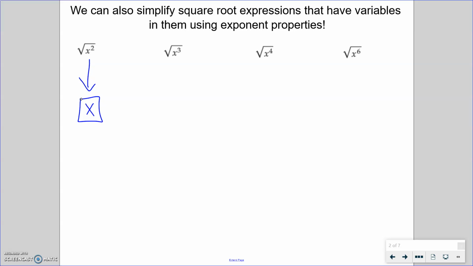The reason for that is if I do x times x, I get x squared. So when I go to take the square root of this, that's what square root means: what times itself gets me that number, and that's where that answer comes from, okay?